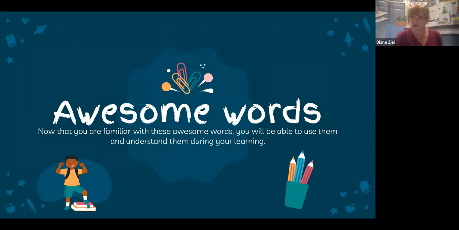Wow, that was a huge review of these awesome vocabulary words. How many were you able to guess correctly? I'm sure you are able to do most of them. And now that you're familiar with all these awesome words from your third grade science curriculum, you'll be able to use them and understand them throughout your learning.